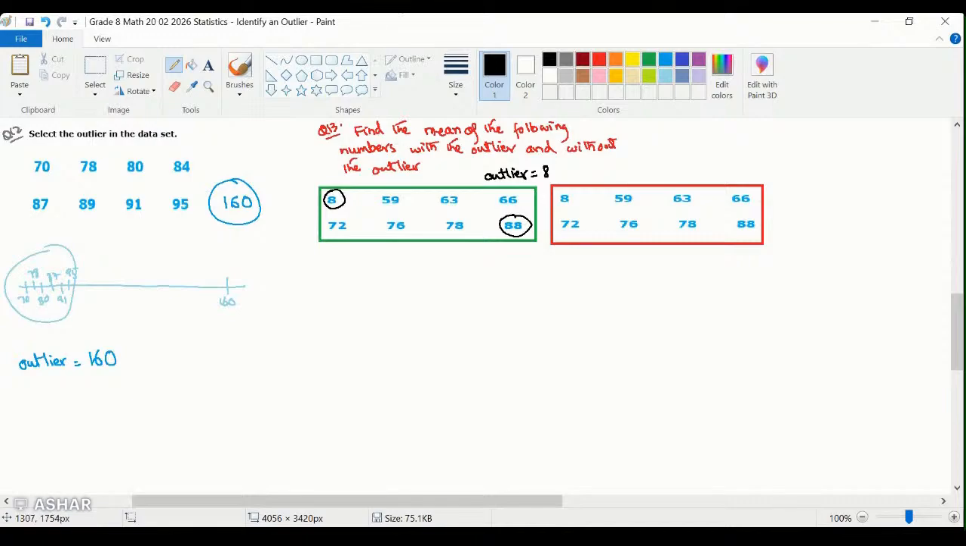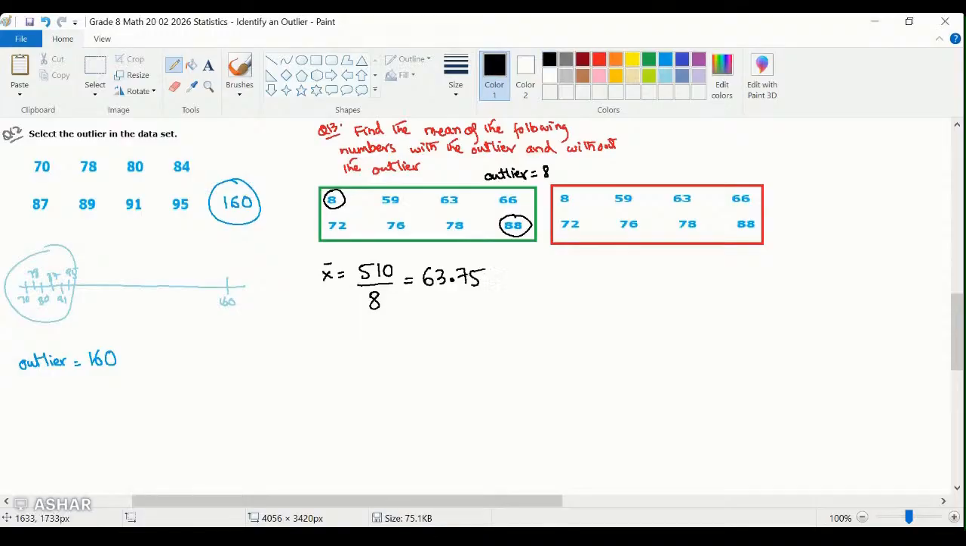So with the outlier, when we find the mean, we add all the numbers together. That would be 8 plus 59 plus 63 plus 66, 72, 76, 78, and 88. When we add these numbers together, the answer comes out to be 510. How many numbers were there? 1, 2, 3, 4, 5, 6, 7, 8. That means the mean with the outlier is 63.75.